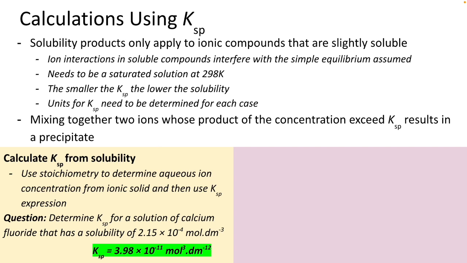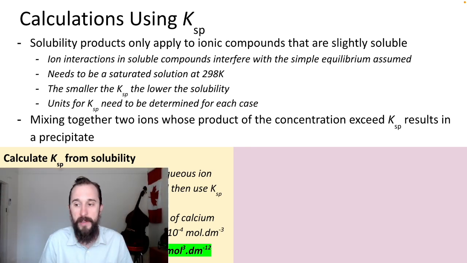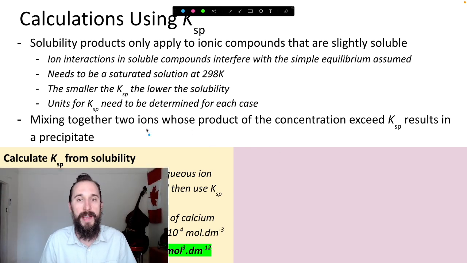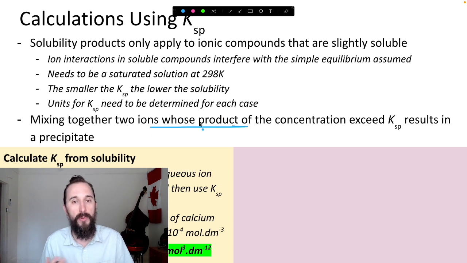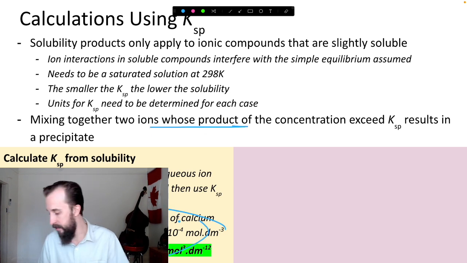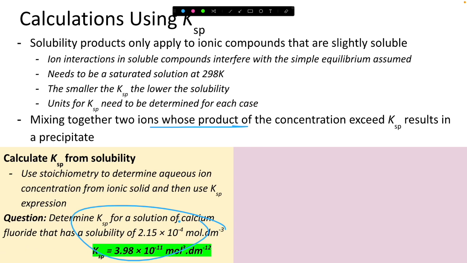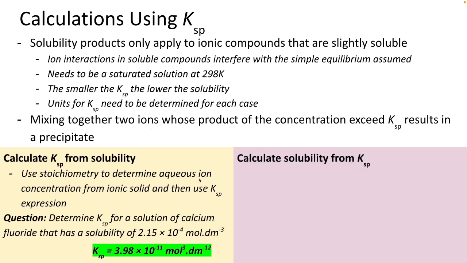So what we can do with this value is that if we have concentrations of our calcium and fluoride, and the product exceeds our Ksp value, then we can predict that a precipitate is going to form. Whereas if it's less than that, we can predict that the precipitate will not form. So let's go the other way.